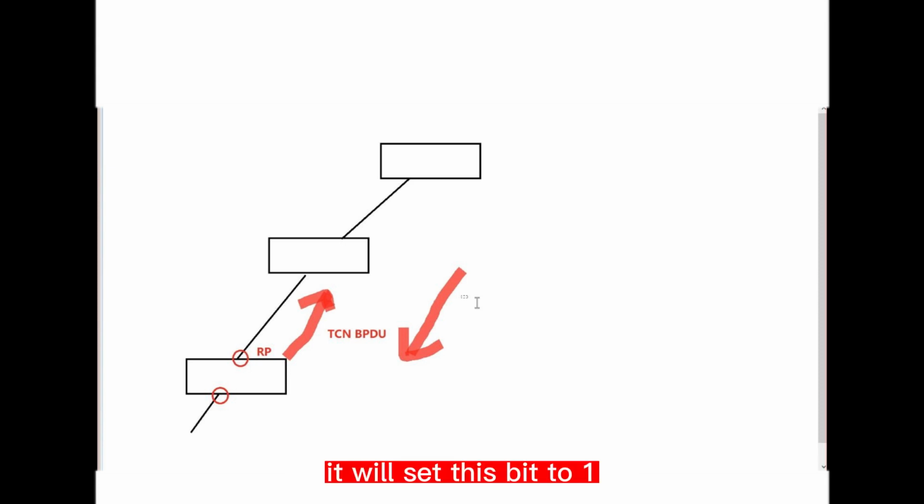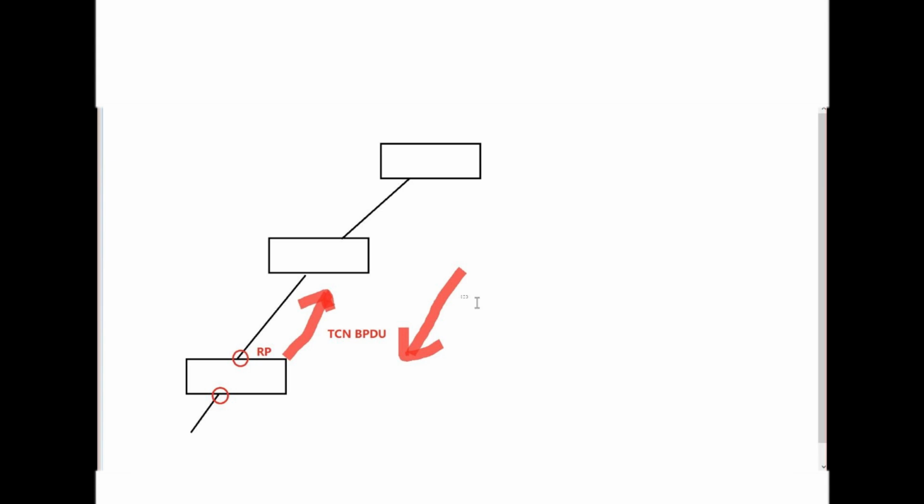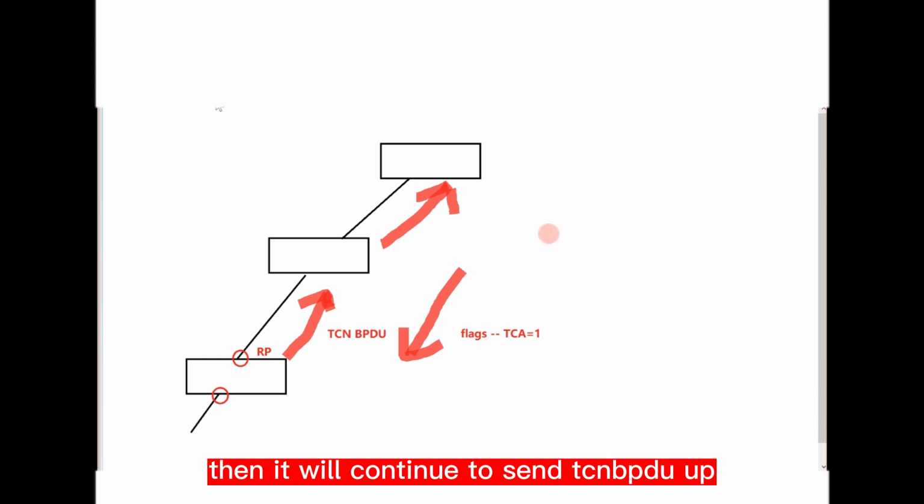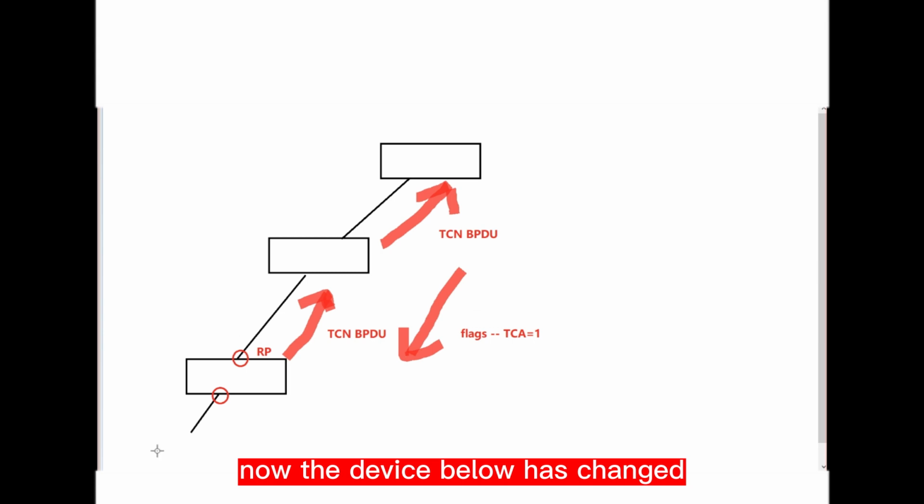It will set this bit to 1. Originally this bit was 0, but it sends a set bit to 1. This message means topology change confirmation. It is replying this confirmation to the downstream device. Then it will continue to send TCN-BPDU up, telling the device above that the device below has changed.